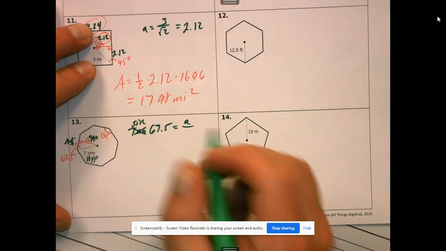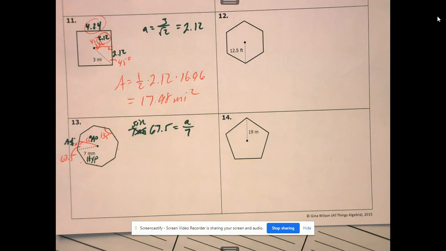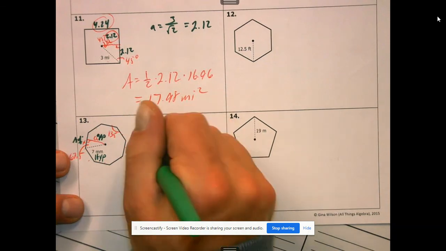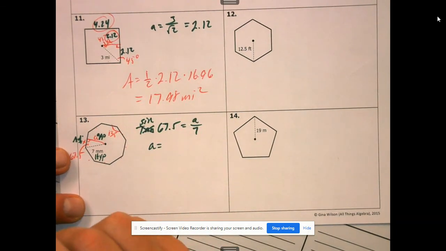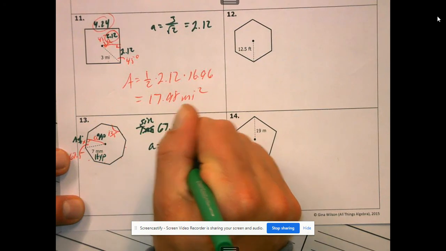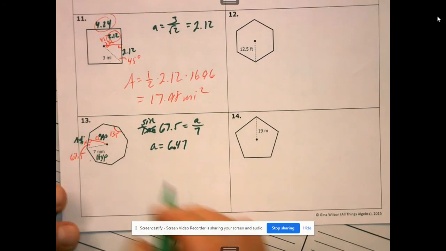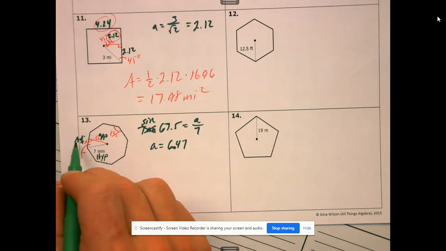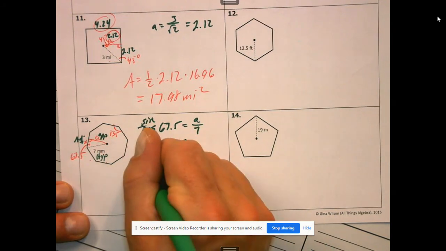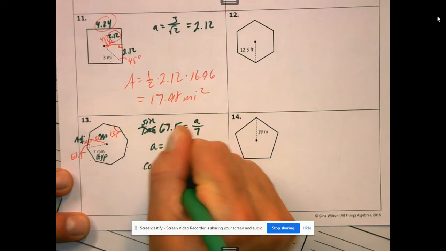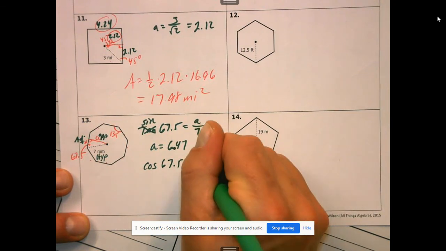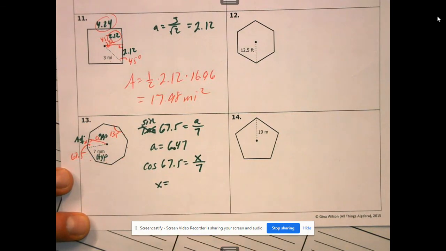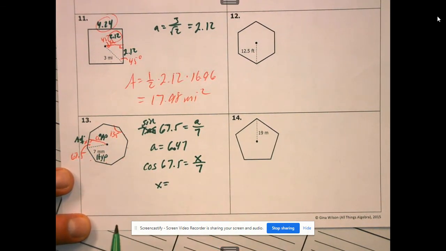So opposite over hypotenuse, A over 7. Multiply 7 times sine of 67.5. If you type that in correctly, the apothem comes out to be 6.47. Set up one more trig equation to find the piece of the perimeter. I have the A and the H, cosine. Cosine of 67.5 equals adjacent x over hypotenuse 7. Once again, we have to multiply. 7 times cosine 67.5 comes out to be 2.68.